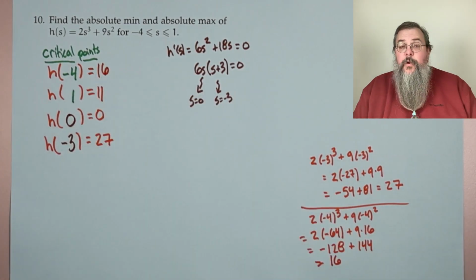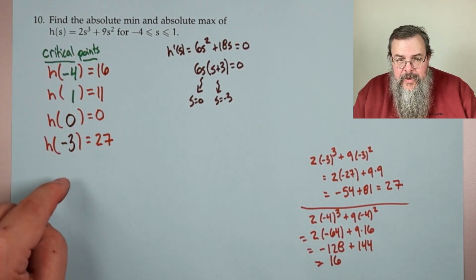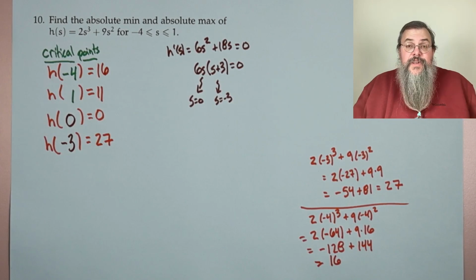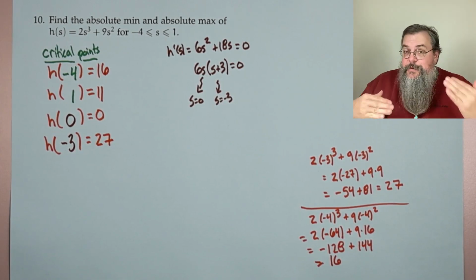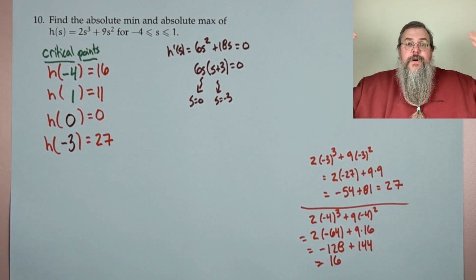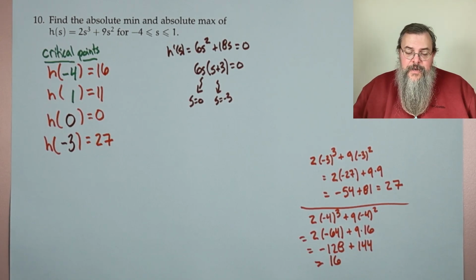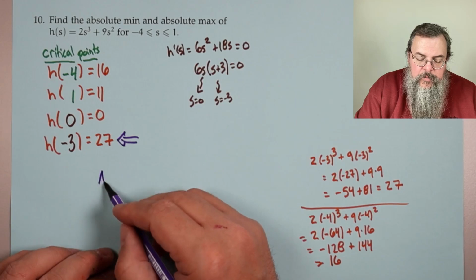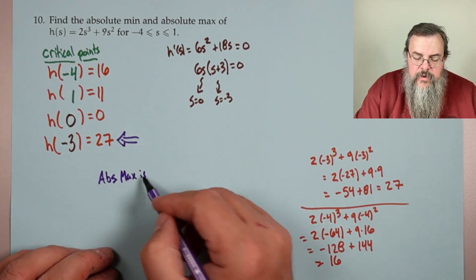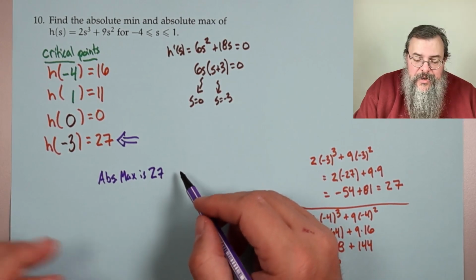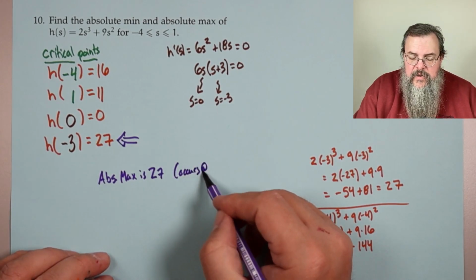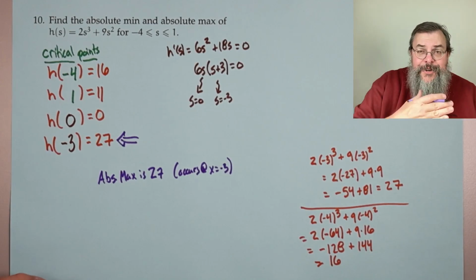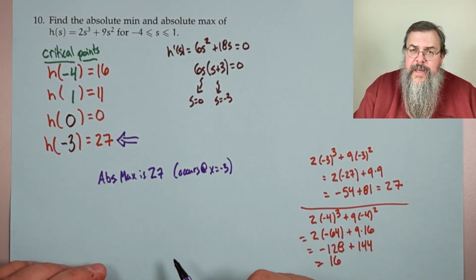Now, what are we looking for? After we made our list, then we plug them in. One of these numbers is the largest, and one is the smallest. It's possible you get repeats, no problem. We don't care about repeats. We're just saying, what's the largest value? What's the smallest value? Well, the largest value is the 27. So that tells us that our absolute max is 27. And we can put a parenthetical comment, occurs at x equals -3. We don't need it, but sometimes it'll ask, where did it occur? And if they ask us, we're ready to provide that.